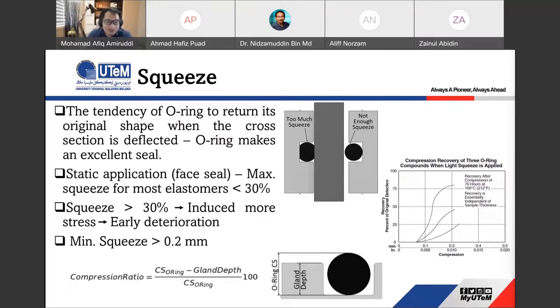To calculate, use this calculation, the compression ratio. Minimum squeeze more than 0.2 millimeter. Just for reference, it's just a guideline.